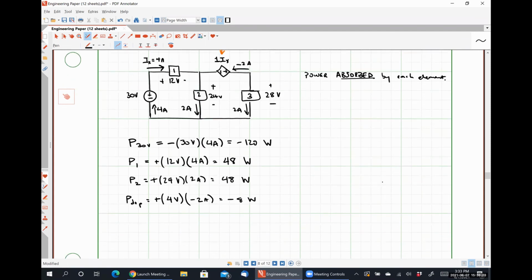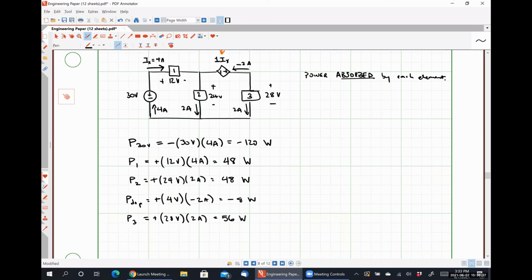Our last element, element 3, we have 28 volts across it, 2 amps flowing into it, and the current is flowing into the positive polarity terminal. So we have 28 times 2 is 56 watts being absorbed by this element.